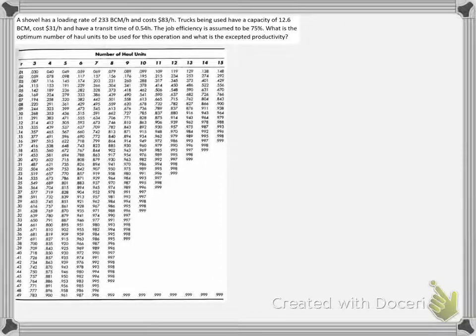I will use this exercise as an example of the application of queuing theory to stochastically model and design truck hauling operations. We are given a shovel excavator with a known loading productivity and hourly cost. We are also given the capacity, hourly cost, and transit time of the used trucks. The whole operation efficiency is assumed to be 75%.